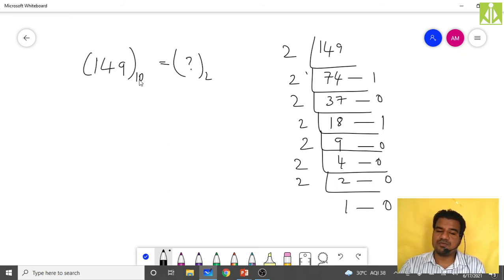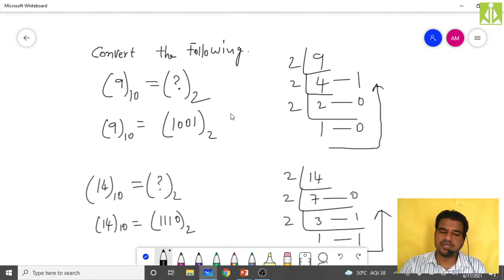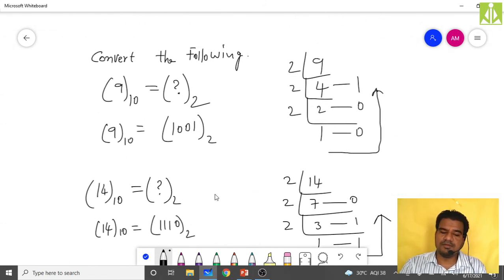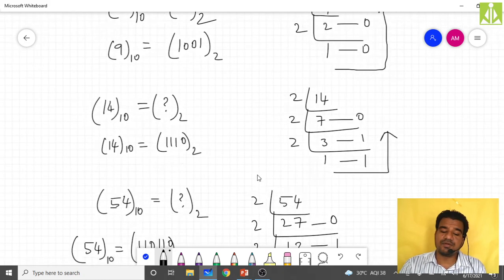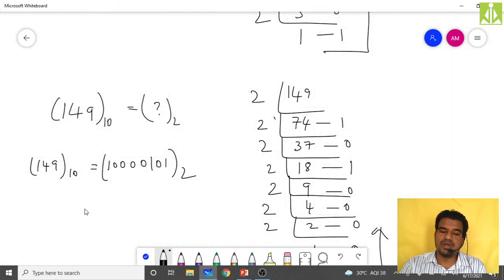So now when you write 149 to the base 10 in binary, you have to go in this direction. So the value will be 1000101 to the base 2. So 149 to the base 10 is this much. Okay. So this is how we convert decimal values into binary values. All these things we studied. We have converted 9 to binary, 14 to binary, 54 to binary, and 149 also into binary.